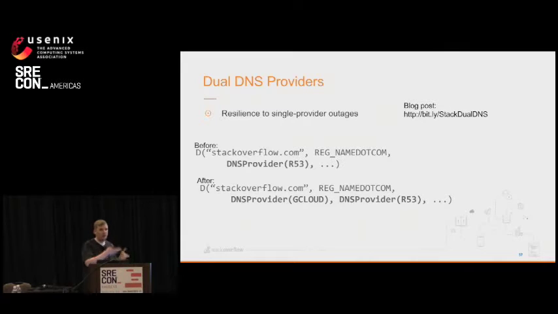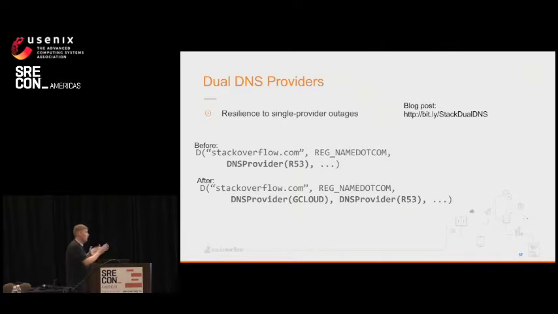Right now we're running with Google Cloud and Route 53. And both of those are authoritative name servers. Both of those get all of the records synced. Anytime we change a record, it goes to both of them. The registrar points at a combination of their name servers. So with a one-line change, we go from single provider, where if that goes down, we can go down, to no single point of failure.